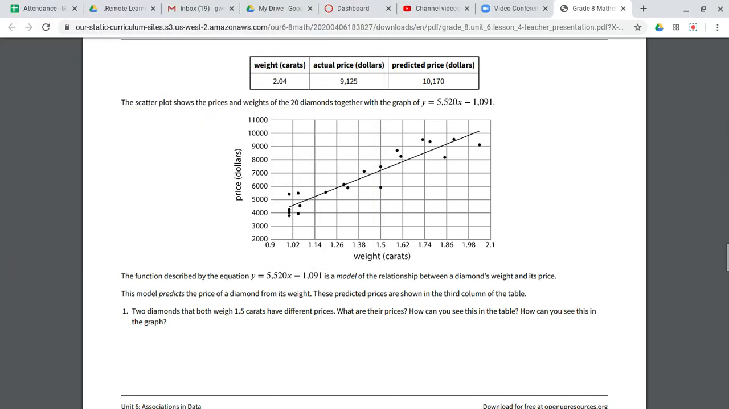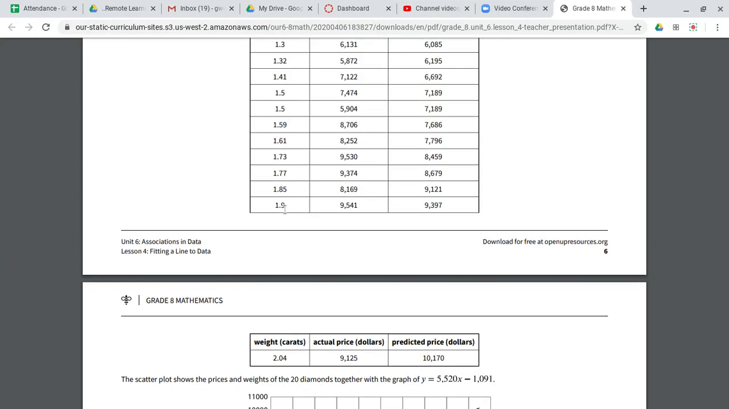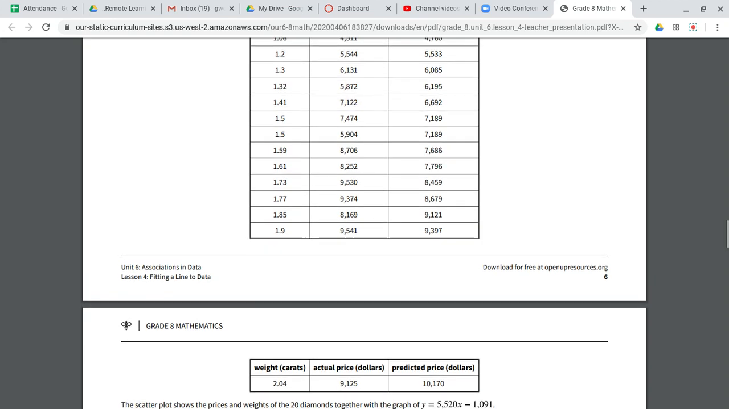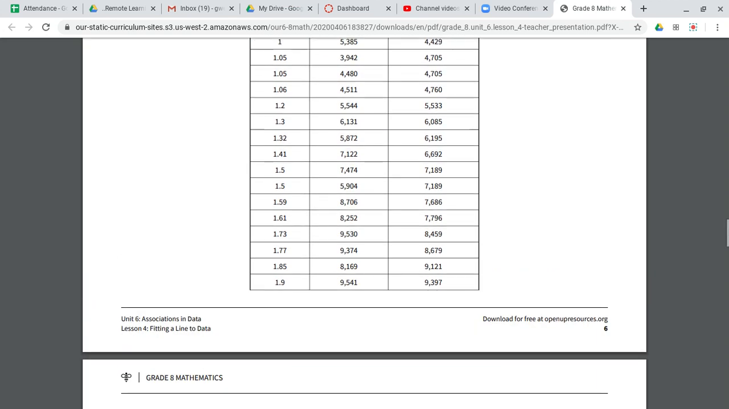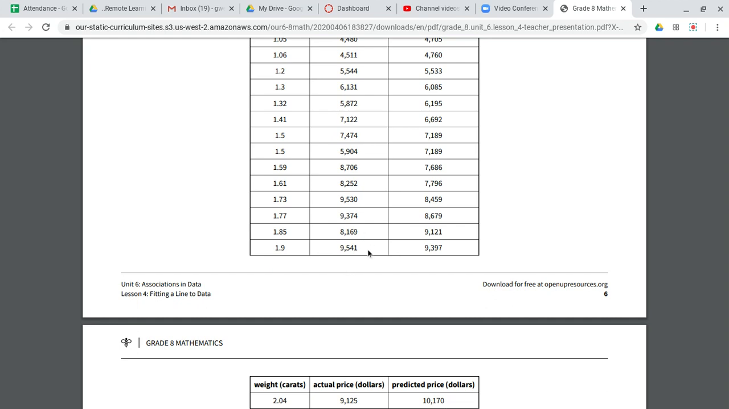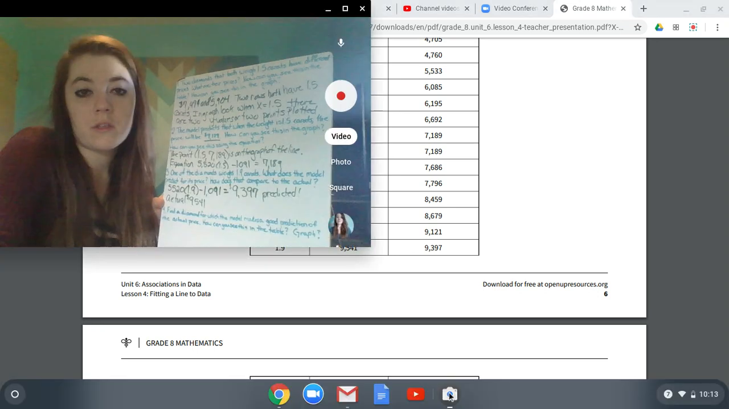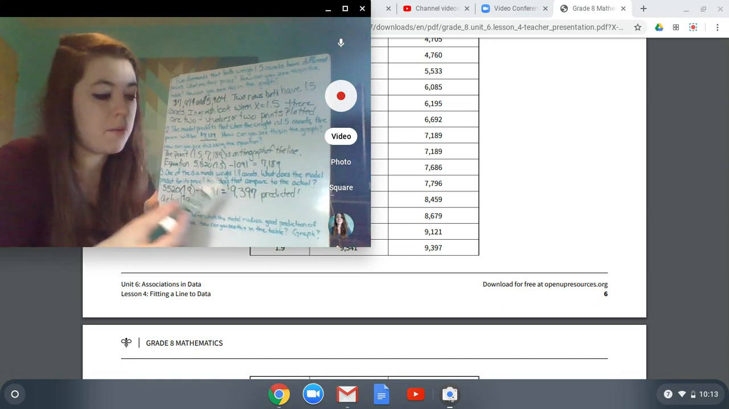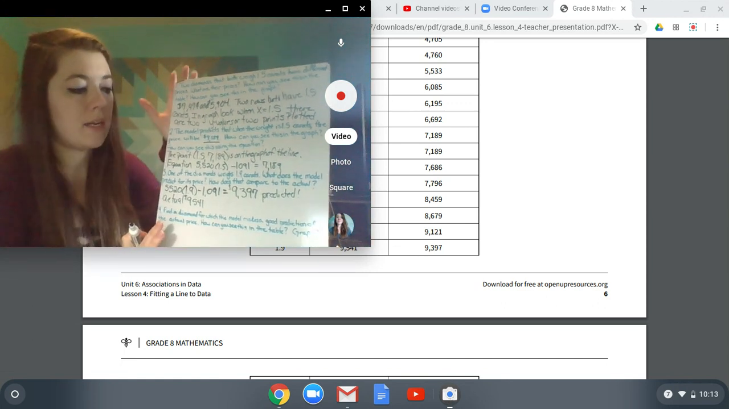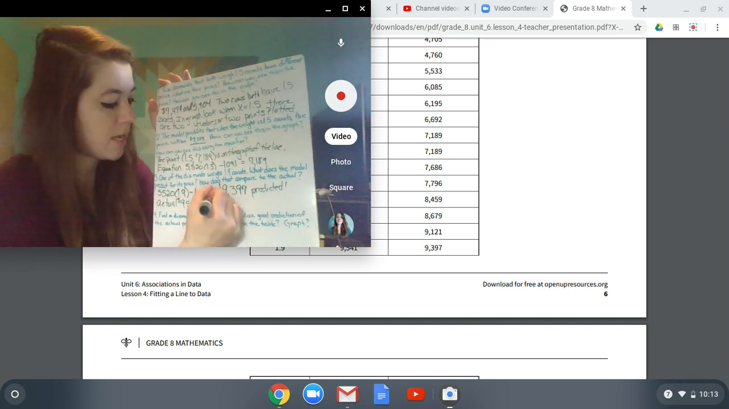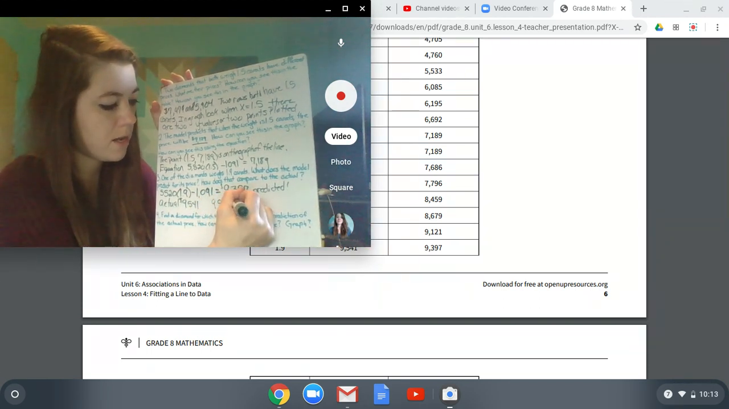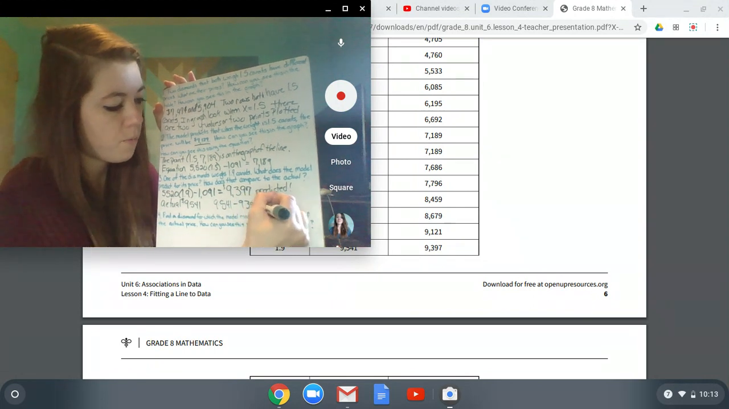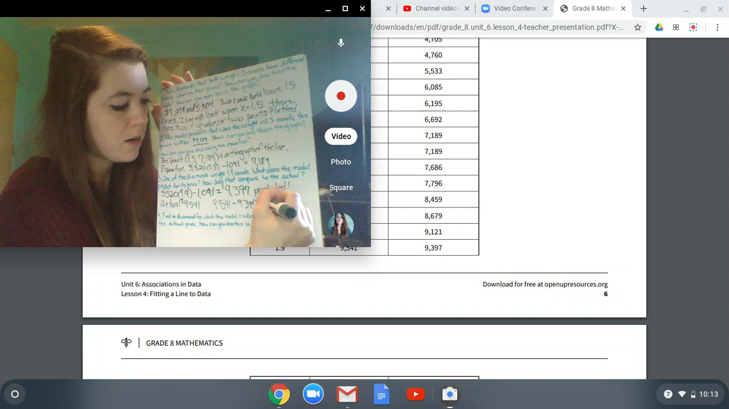Now, if we look back at our table, at 1.9, it's telling us the actual price is 9,541. So the actual price is more than the predicted price. So actual is 9,541, predicted was the 9,397. So the difference between these, if we take the 9,541 and subtract the 9,397, we'd find that it's a difference of $144.